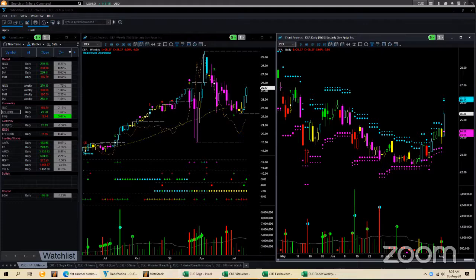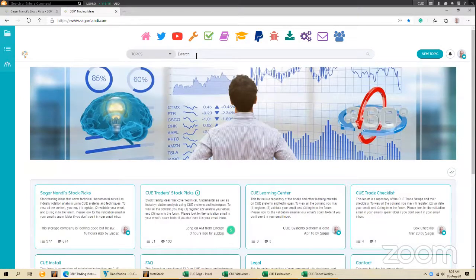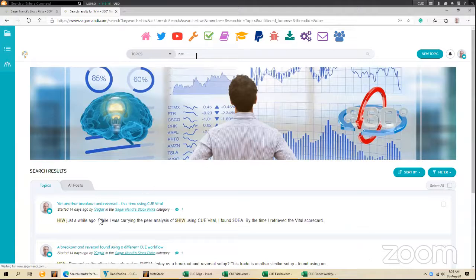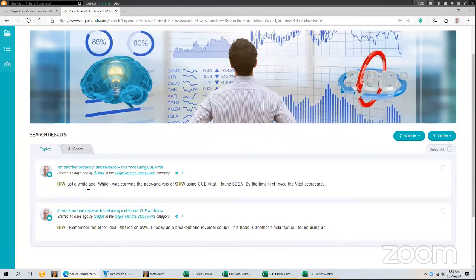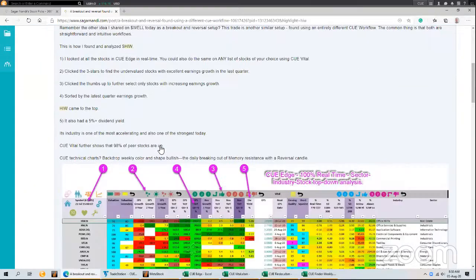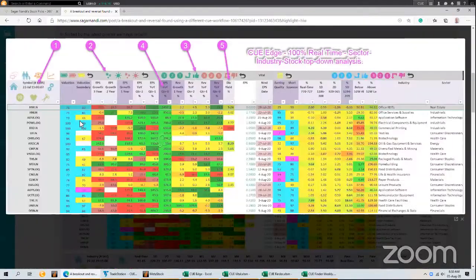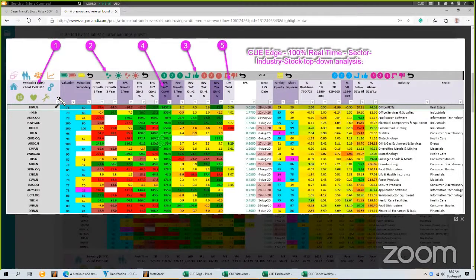When we looked at DEA, why don't we also look at HIW that I shared around the same time? This one. 14 days ago, I shared it. Same day, 22nd July. Very nice valuation and earnings growth also. Excellent valuation plus positive and very accelerating earnings growth with a good dividend. This is my favorite kind of stock in terms of fundamentals.